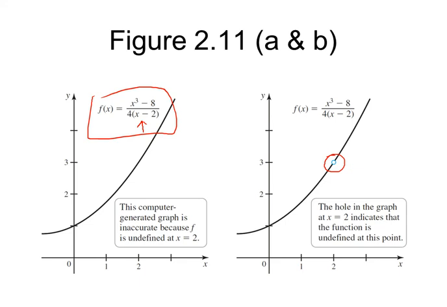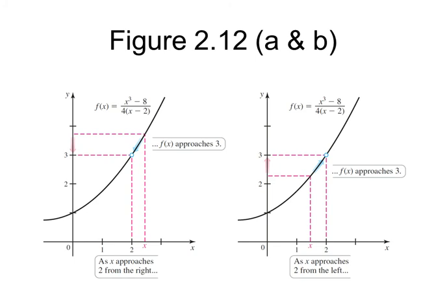Now what the calculator is doing, or what the computer is doing, is it's looking at the limit. It's looking at the right-handed limit. As we come from the right, f of x approaches 3, and as we come from the left, as x approaches 2, f of x still approaches 3, so it says, you know what?